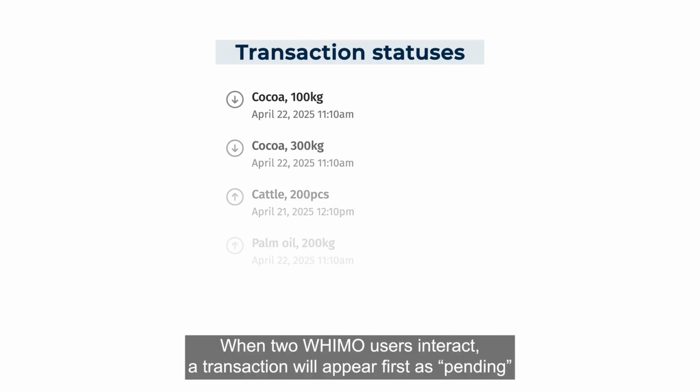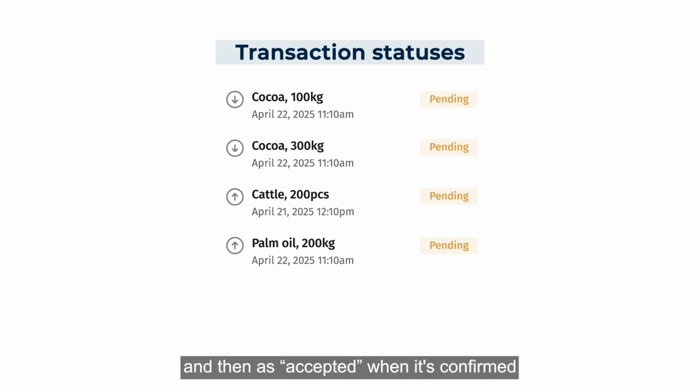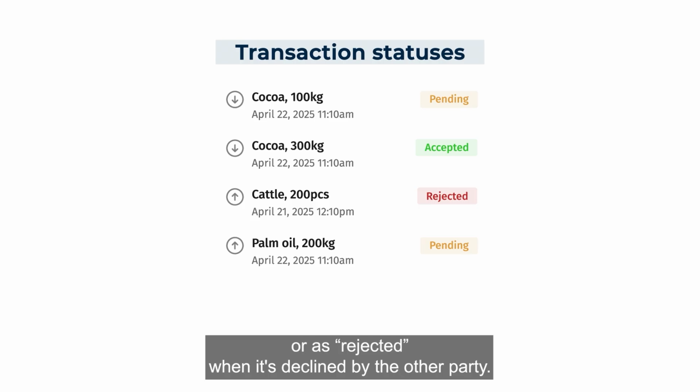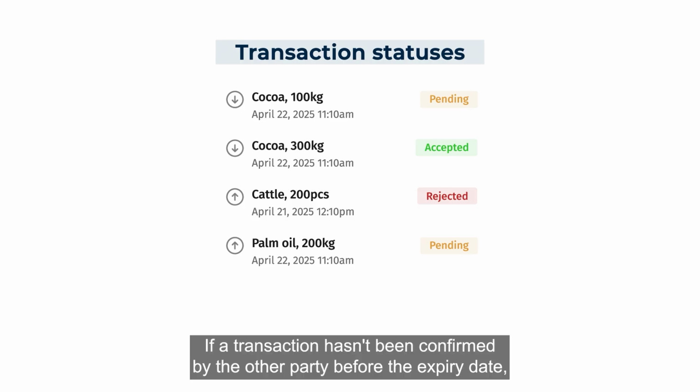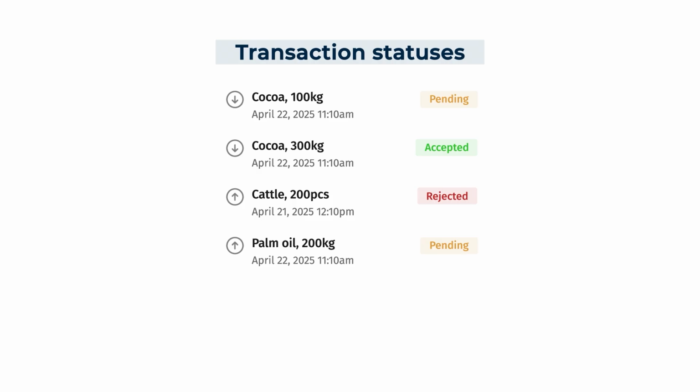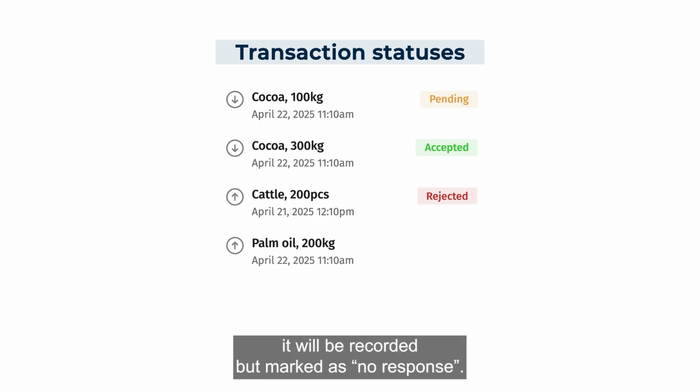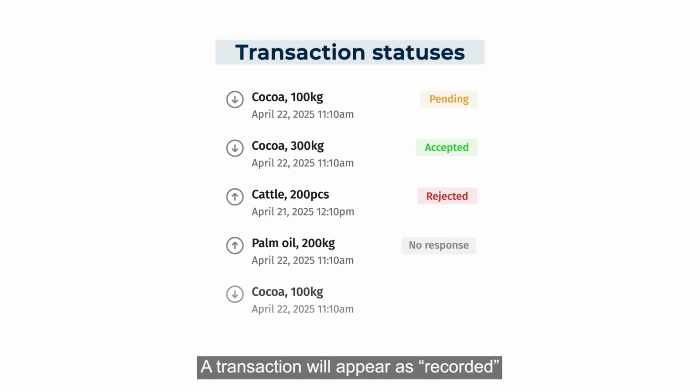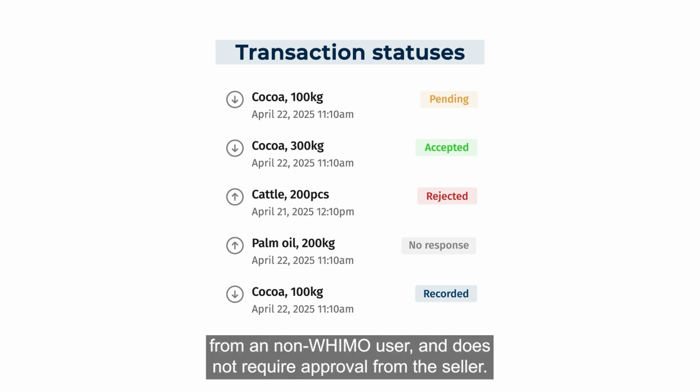When 2 WHIMO users interact, a transaction will appear first as pending and then as accepted when it's confirmed, or as rejected when it's declined by the other party. If a transaction hasn't been confirmed by the other party before the expiry date, it will be recorded, but marked as no response. A transaction will appear as recorded when it is registered as a direct purchase from a non-WHIMO user and does not require approval from the seller.